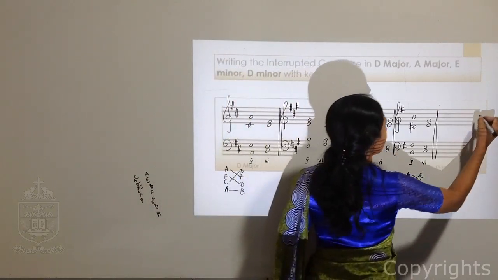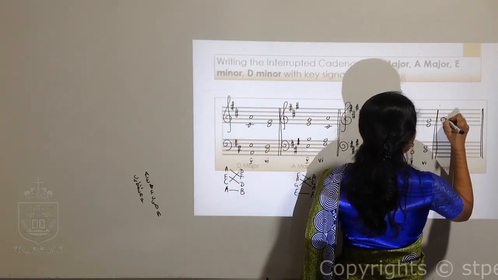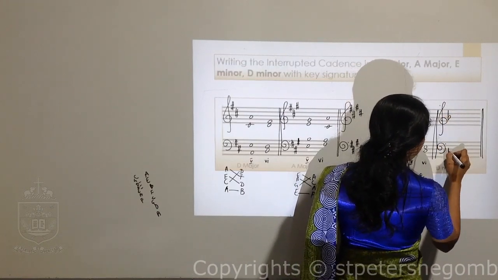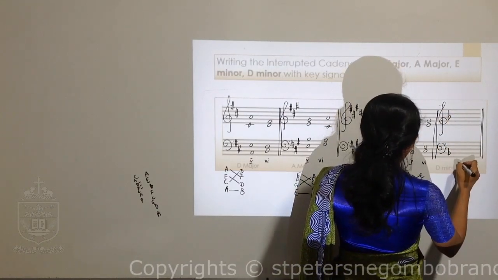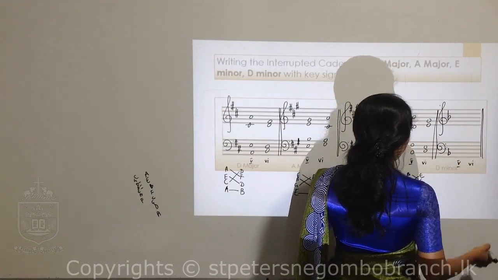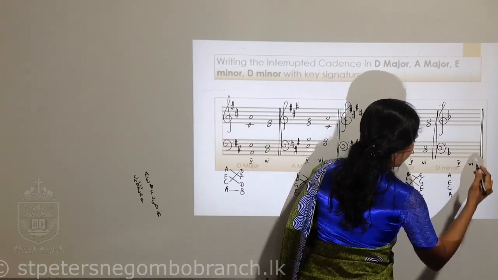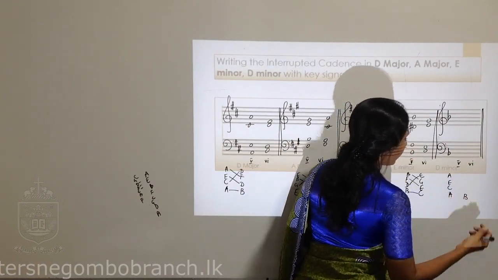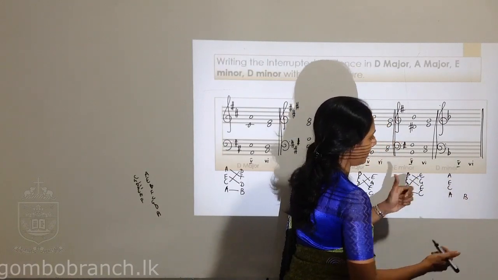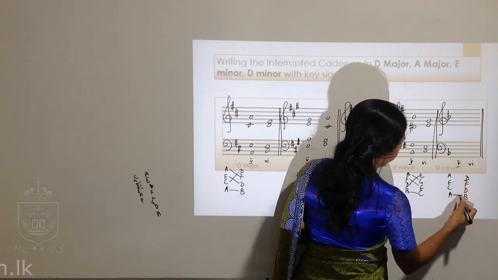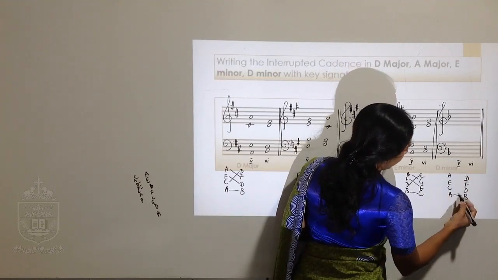D minor, B flat, right? Chord 5, chord 6. In D minor, chord 5: D, E, F, G, A, C sharp, E, A. Chord 6 is B flat: D, E, F, G, A, B flat. So B flat, D, F, D. We double the third.